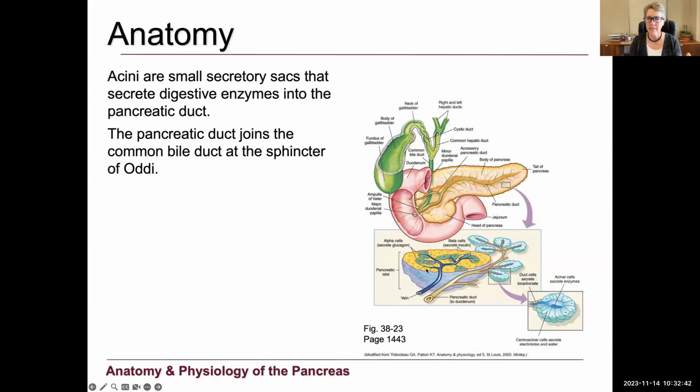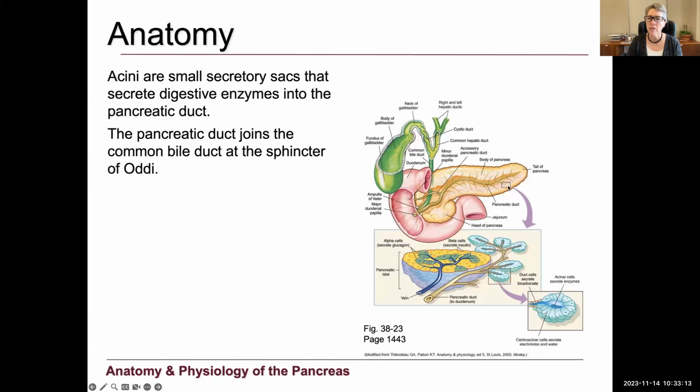So we can't see acini on this picture here, but they would be all around these little ducts on either side of the large pancreatic duct. Here they are blown up. And so this is an acini or acinar sac. And you can see these are secretory cells around the outside. It's like a gland. The acinar cells secrete stuff into the middle of that gland. And then the fluid drains out here and then goes into the main pancreatic duct.